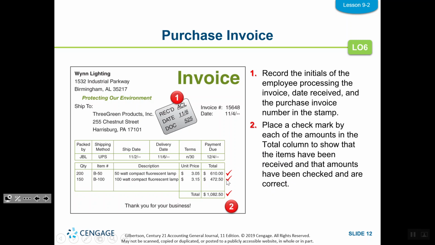Then you put a check mark next to each item as you count it and make sure it's in the box. We put a check mark to make sure it's correct. We calculate the total to make sure that's correct. Then we review the terms. This is net 30, so that means we have 30 days to pay this. We'll calculate that from the due date.